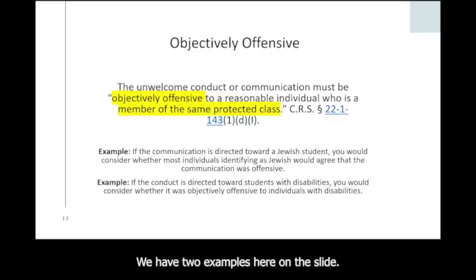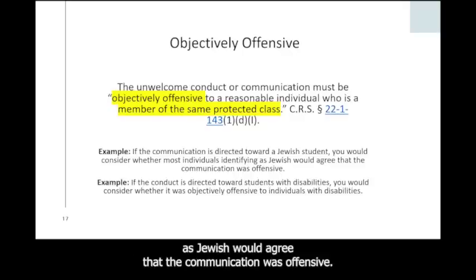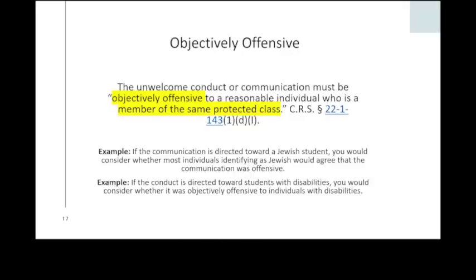We have two examples here on the slide. One, if the communication is directed toward a Jewish student, you would consider whether your average individual identifying as Jewish would agree that the communication was offensive.